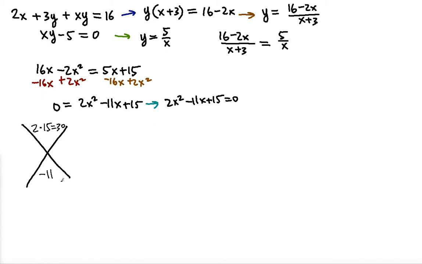Okay, so now we want two numbers that when multiplied give us 30, and these same two numbers when added give us negative 11. So what is that going to be? That's going to be minus 6 and minus 5, right? Because negative 6 times negative 5 is 30. Negative 6 plus negative 5 is negative 11, right? Adding these two gives you negative 11. So now we're going to use a table to find the factors based on what we have.